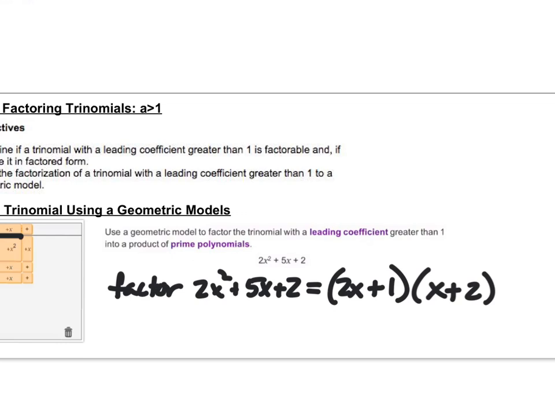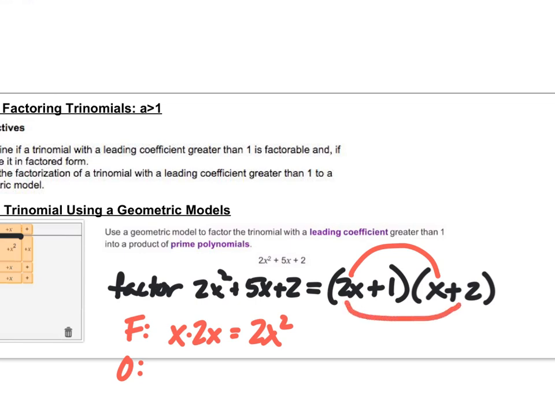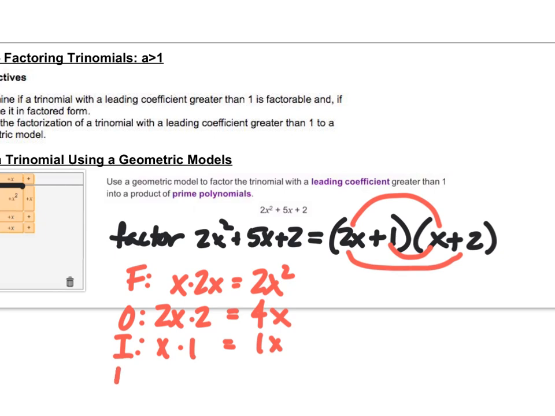Now, if you wanted to check to see if you're right, you'd just FOIL this out and multiply it out. You'd get x times 2x, my first terms, which gives us 2x squared. Take your outside terms, 2x times 2, which gives you 4x. Then your inside terms, x times 1, which gives you 1x. And the last ones, 1 times 2, which gives you just 2.